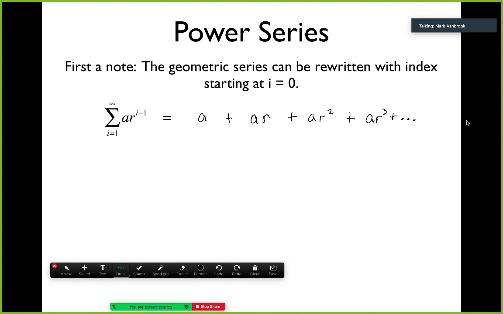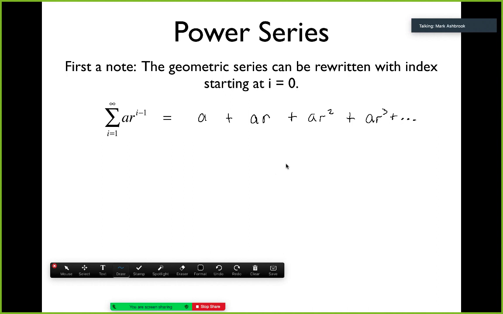What about the rest of you? Do you agree with what she said? Yep. Good. So you let i equals 1, and you find what this is. It's a. And then you let i equals 2, and it's ar. And then you let i equals 3, and it's ar squared, etc. And then this says sum up all those things. First when i equals 1, then when i equals 2, then when i equals 3, and so on. And this means keep going forever. Never stop.